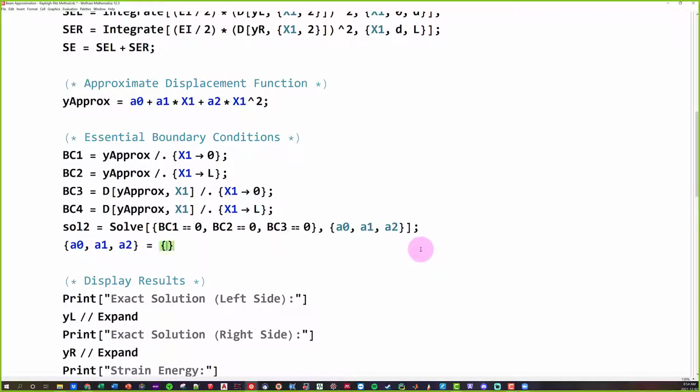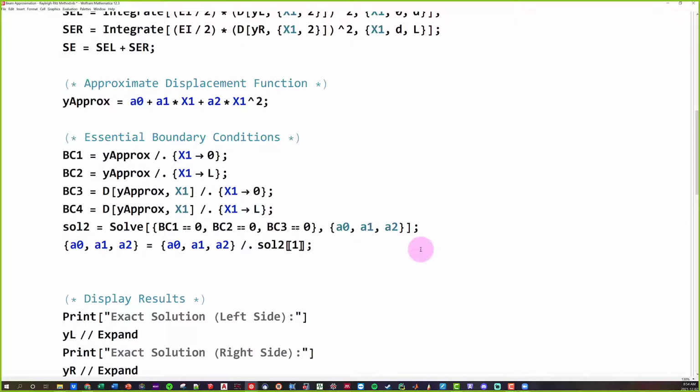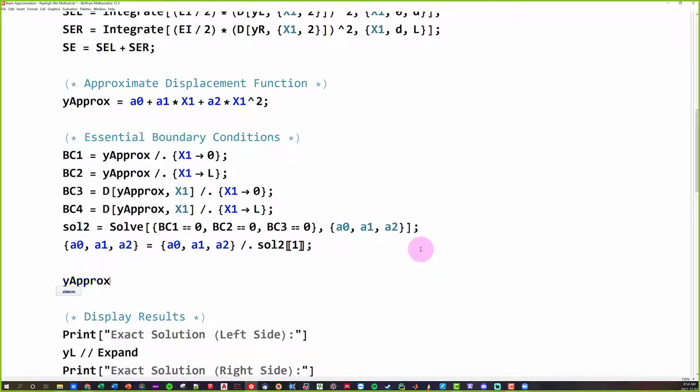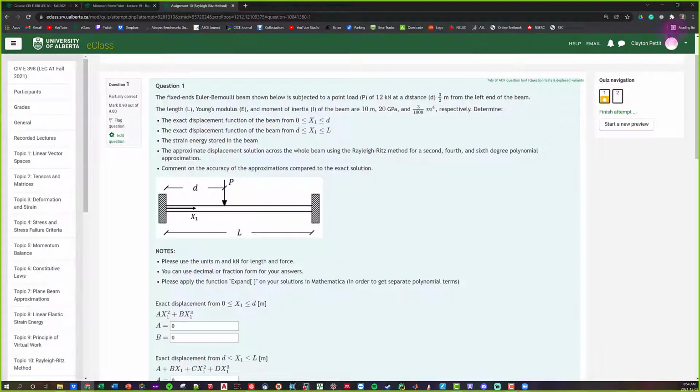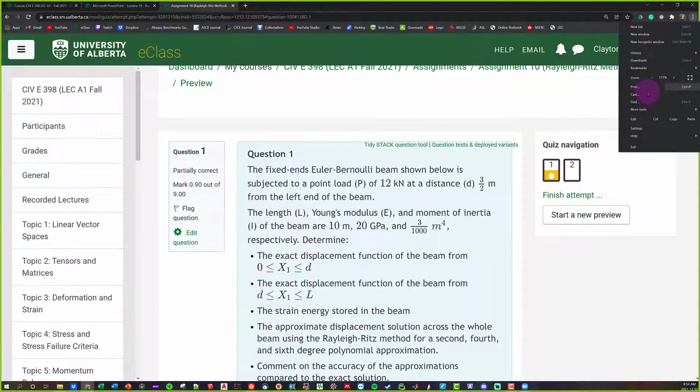Is equal to a0, a1, a2, with the solution 2, 1. So I'm going to store them, and then I'm going to put in my approximation function. What is my approximation function going to be? 0. 0. Can you guys believe that? Isn't that crazy? And the reason why is this.